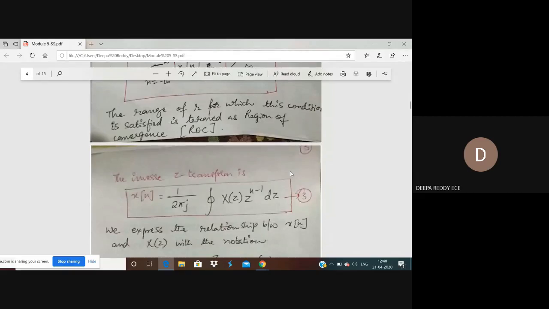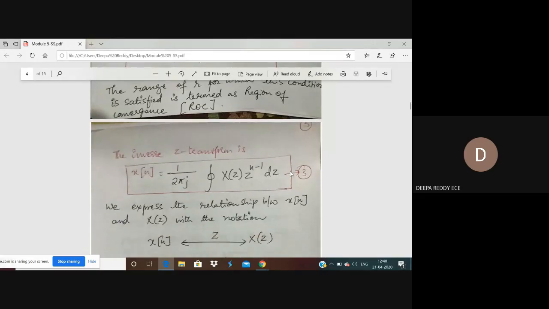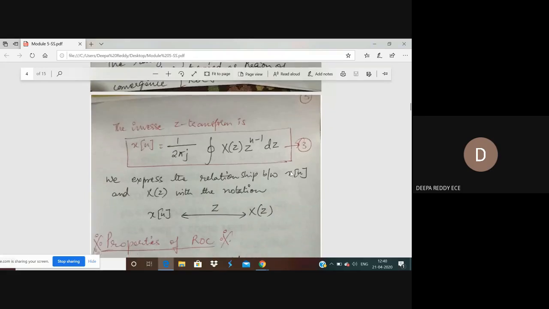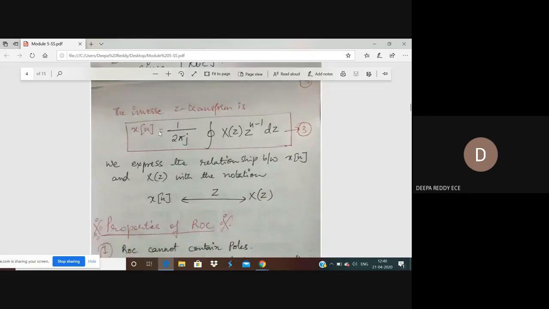Like how x of t and x of k are Fourier transform pairs, similarly x of n and X of z are Z transform pairs. It means the inverse is also existing. Inverse Z transform also exists. We wrote a two-sided arrow, if you remember. From x of t you get x of k, and from x of k you get back x of t. So the inverse is existing. In a similar way, the inverse Z transform expression is, inverse means what?